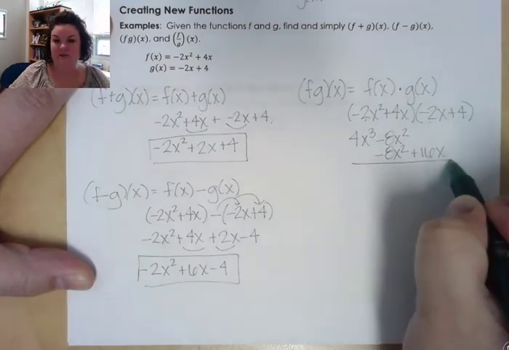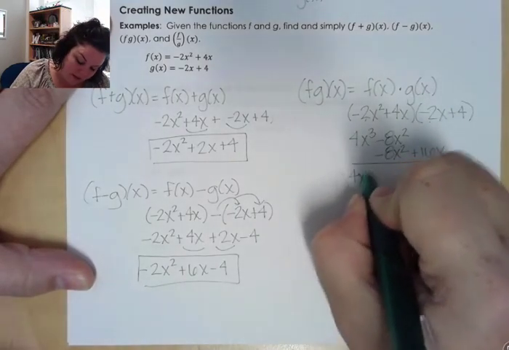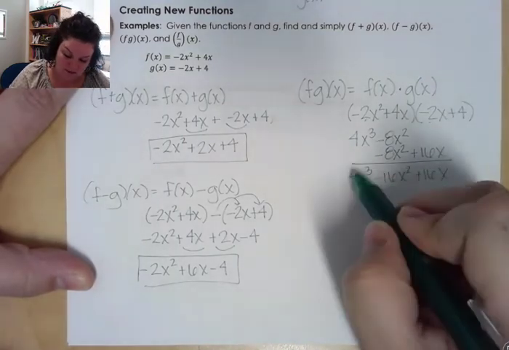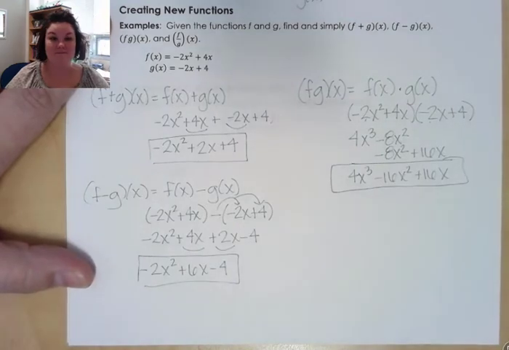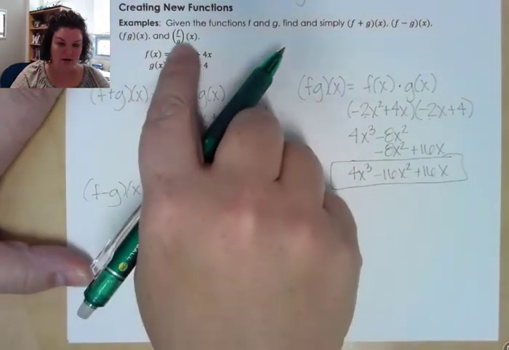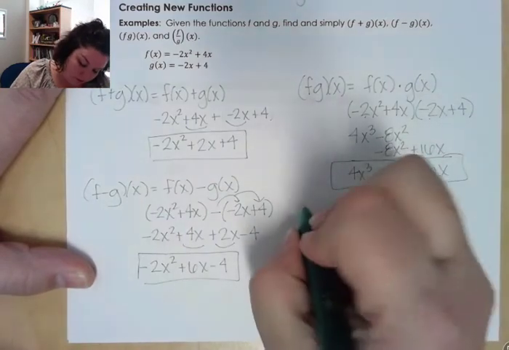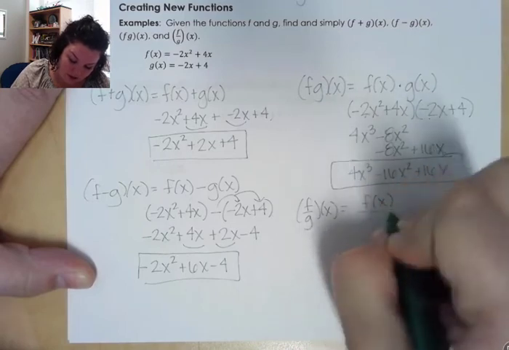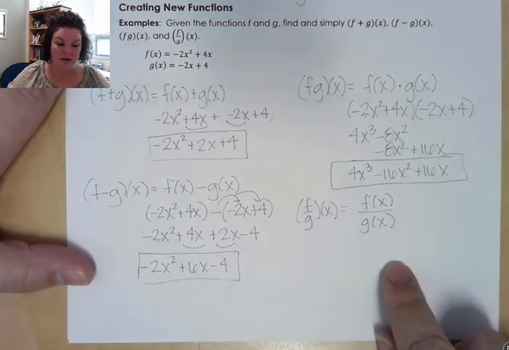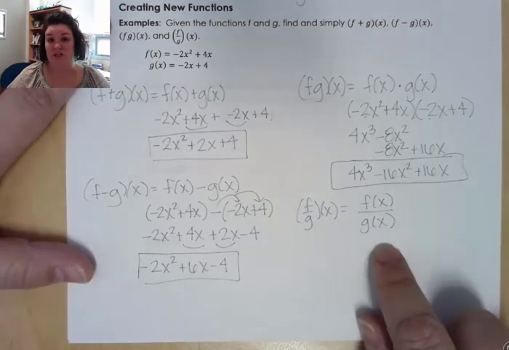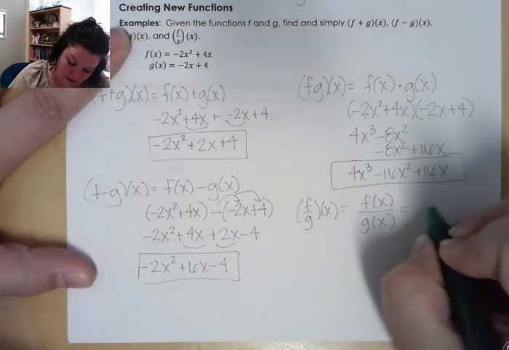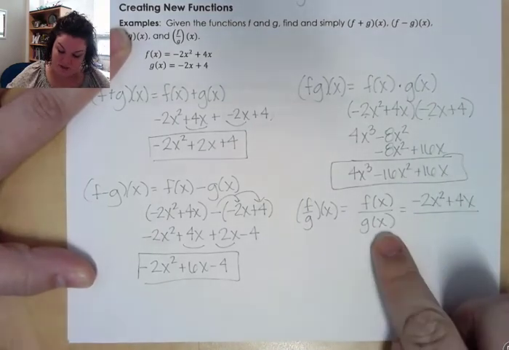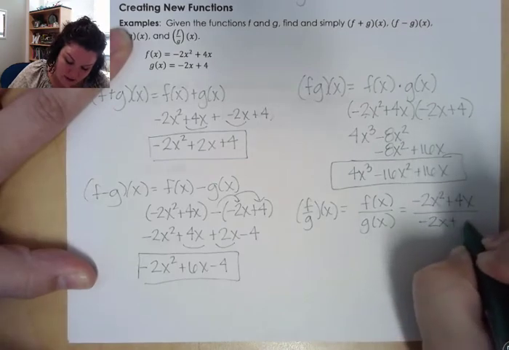And then the only thing I have left to do is combine my like terms. So I have 4x cubed minus 16x squared plus 16x. And I just leave it like that. Okay? Let's look at our last one, which is our quotient function. So we're doing f over g of x, which means we're putting our f function on top and our g function on bottom, and we're going to see if we can factor and reduce this. Okay, so our f function is negative 2x squared plus 4x, and our g function is negative 2x plus 4.